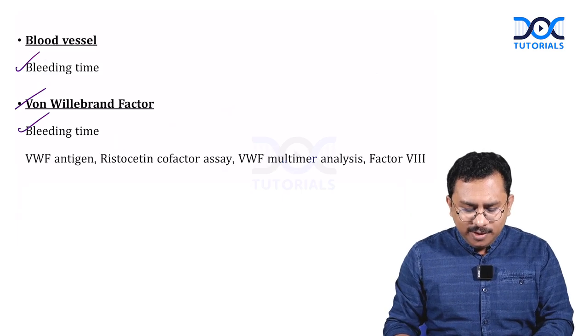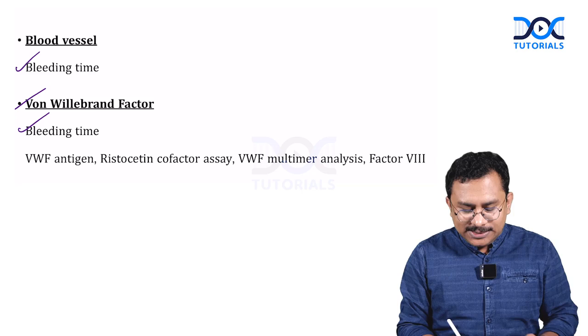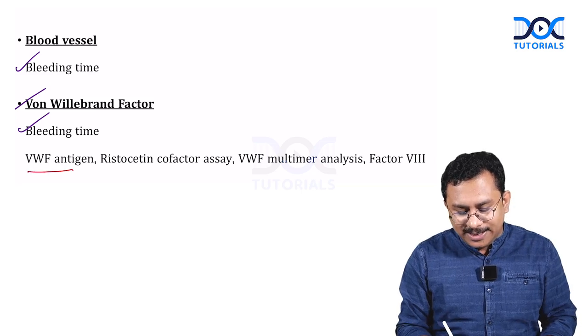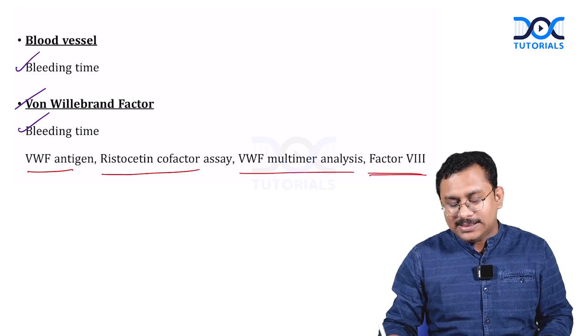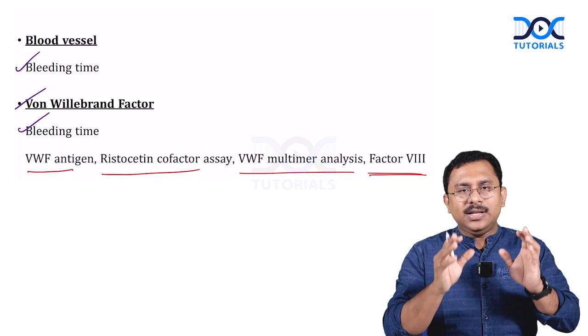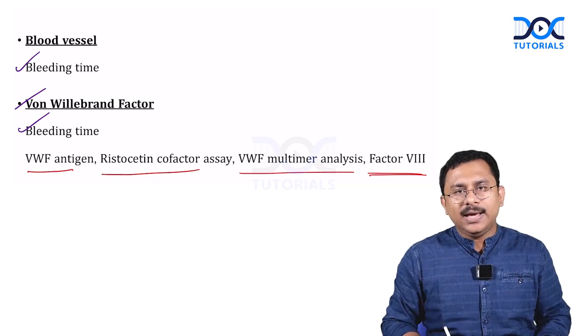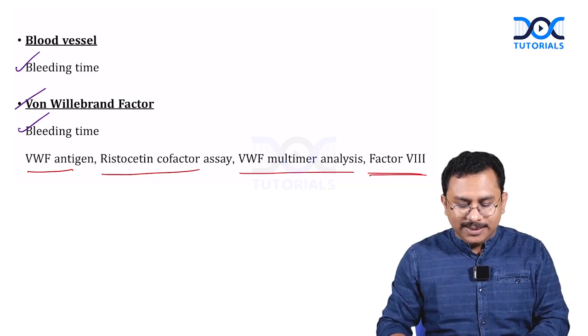I'm not discussing von Willebrand factor in detail; I've discussed it in the von Willebrand disease module. You can assess the von Willebrand factor antigen, ristocetin cofactor assay, von Willebrand factor multimer analysis, and also the factor 8, because in circulation, the von Willebrand factor is bound to factor 8, so it will prolong the half-life of factor 8 as well.